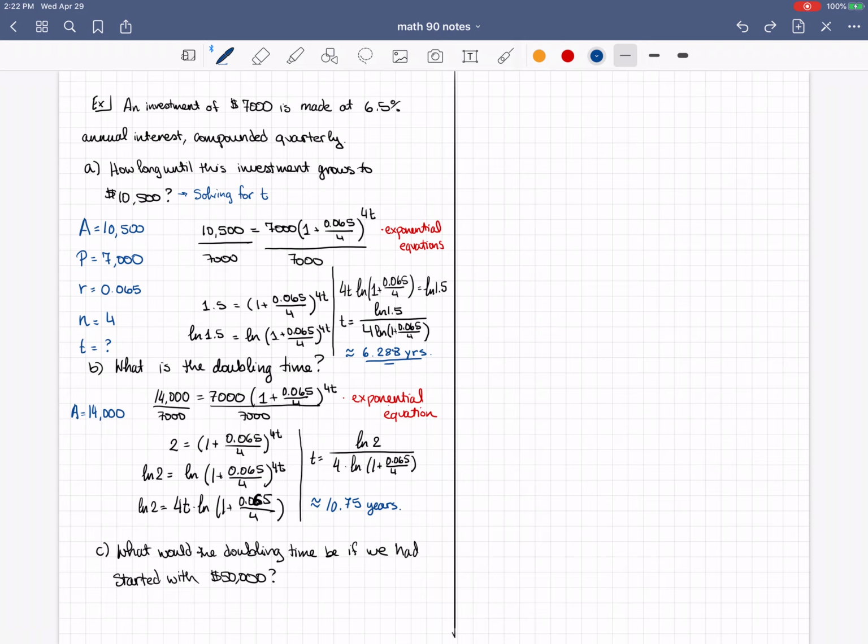I want to finish this particular conversation looking at a question that really challenges our intuition. What would the doubling time be if we had started with $50,000? So rather than starting with 7,000, we start with 50. So you might find your first instinct to be, well, you have to grow more money, so obviously it'll take longer, right? So we could even write that down. The instinct might be, it'll take longer.